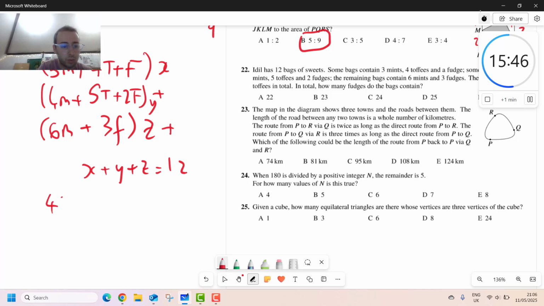Okay, so 40x. 31 toffees. How do I get to 31? I could do... Oh wait, and we need to make 12.